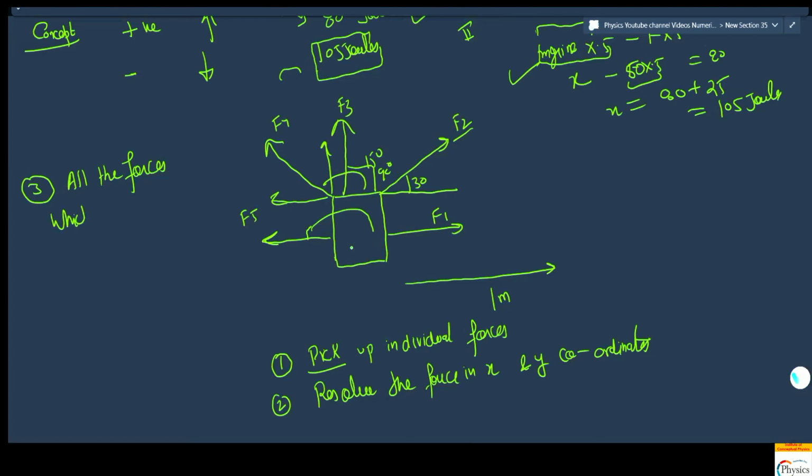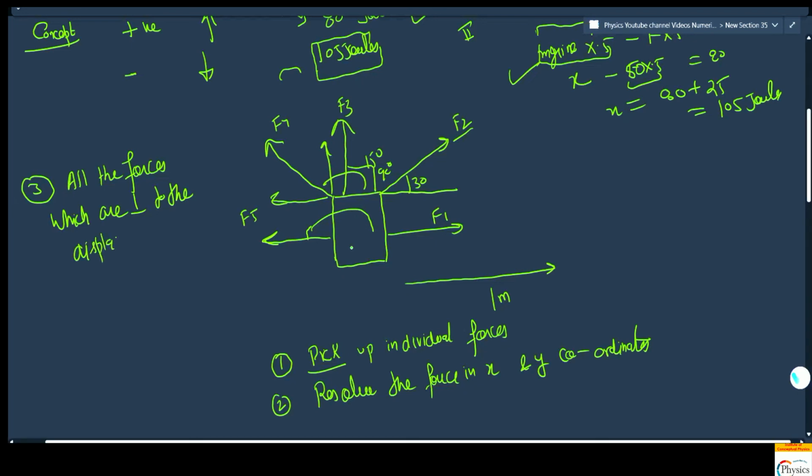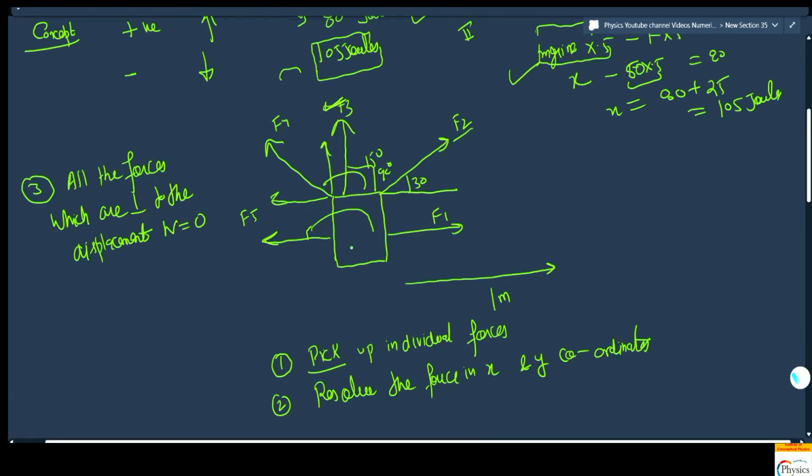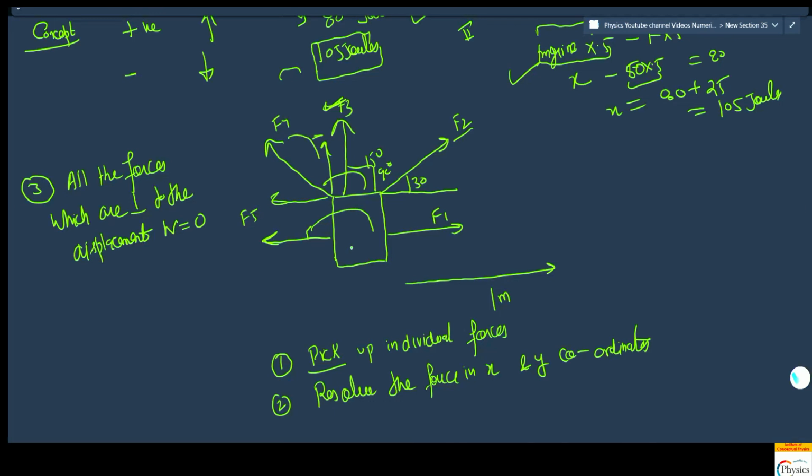which are perpendicular to the displacement, right? Now the work done is 0. Now put work done is equal to 0. This force has no work done. The component of F4, which is this particular component, the y component, has no work done.